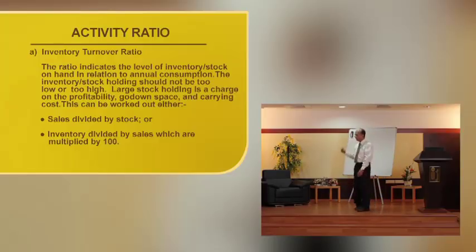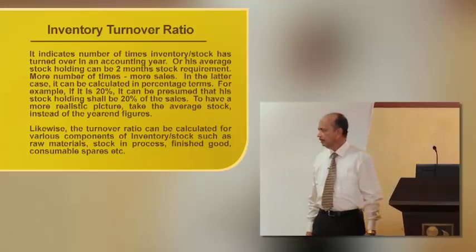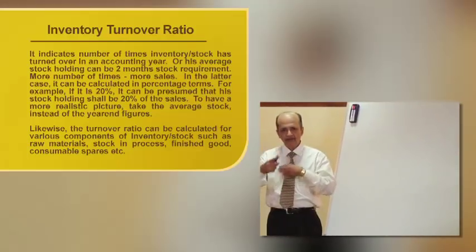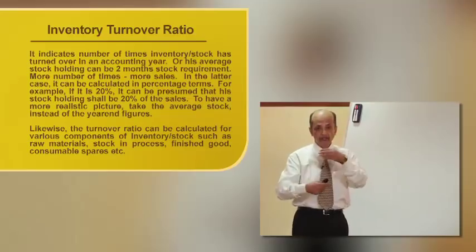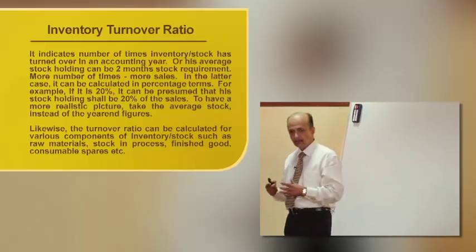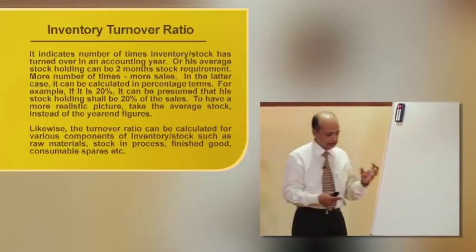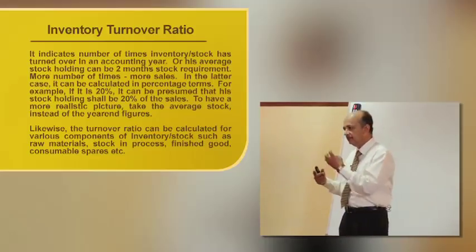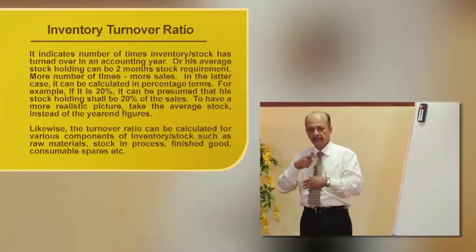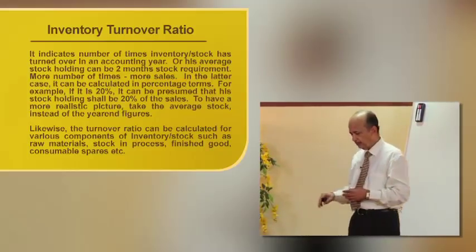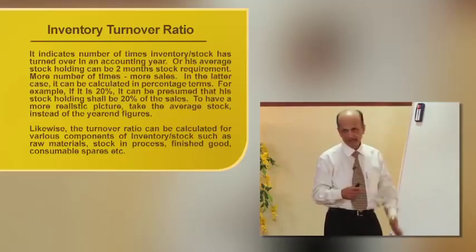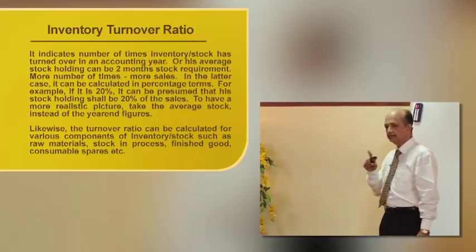The first one is sales divided by stock. It indicates the number of times the inventory is rolled over, or turned over, relative to the sales. If the number of times is more, it means more sales with lesser stock and lesser inventory, so it has increased the turnover. If it is less, then it shows otherwise, that inventory holding is more.